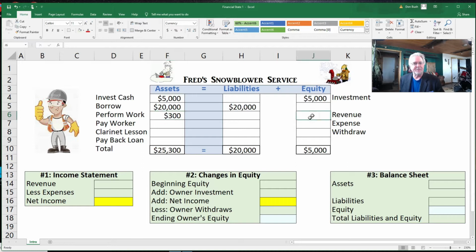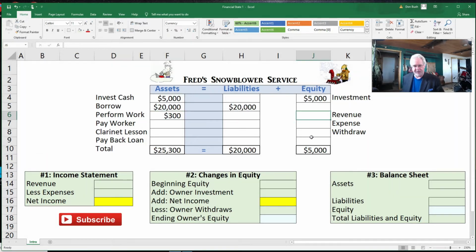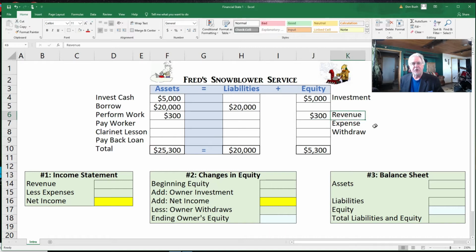Now this is money that Fred has earned. It belongs to Fred. He did his work. And so I'm going to put it under equity. Now I labeled this $300 revenue. And a very good definition for revenue for us right now today is revenue is money coming in from doing his job. So this is money coming in from Fred doing his job. That's a very important distinction. It's probably way more important than you may realize at this moment. So revenue, money coming in from doing your job.